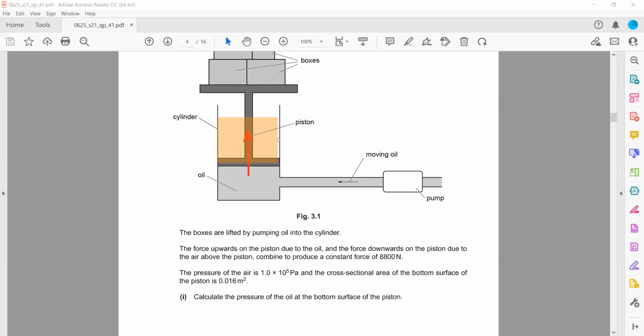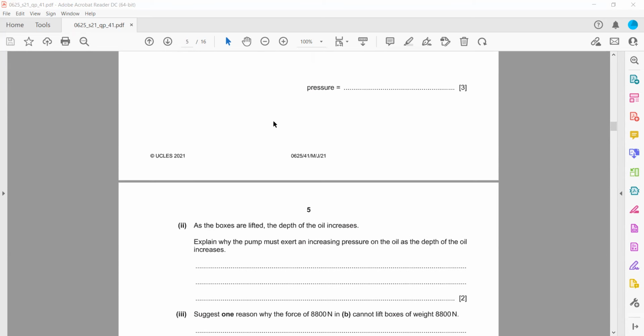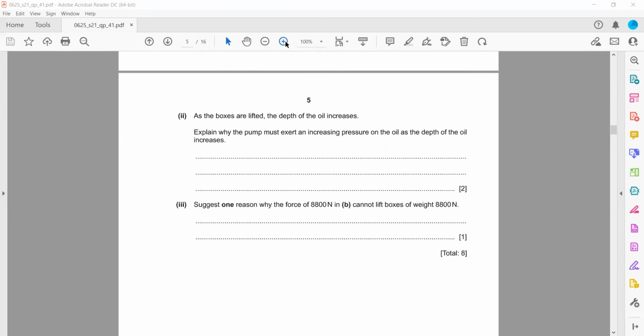First, there's the pressure due to air from the top, but as the oil rises, the oil will also exert pressure downward. That's why the pump has to apply a greater force to push this oil. So pressure due to oil increases as its depth increases. So to apply a constant force, the pressure of the pump should also increase.